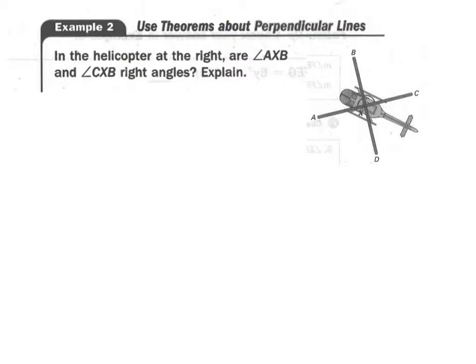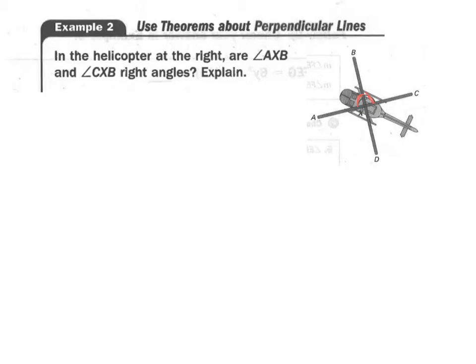So let's look at how we use this one. In the helicopter at the right are AXB, which is this angle here, and CXB, which is this angle here. Are they right angles? And if so, how do you explain that?